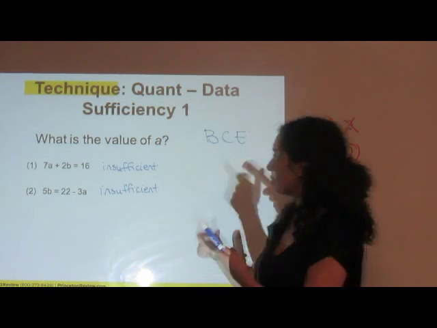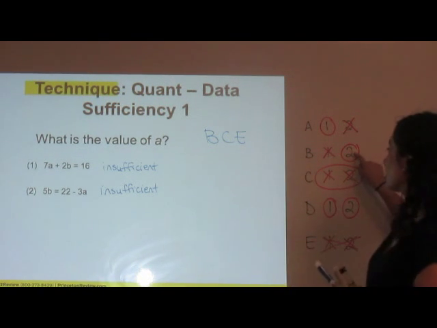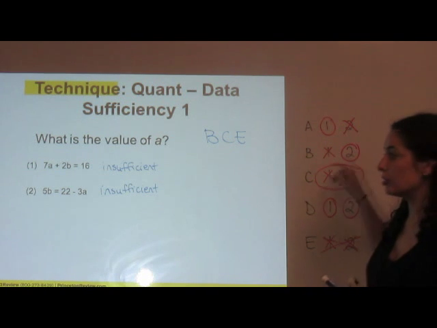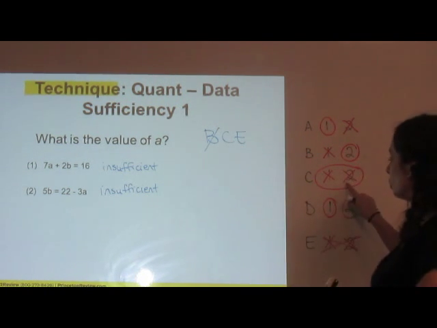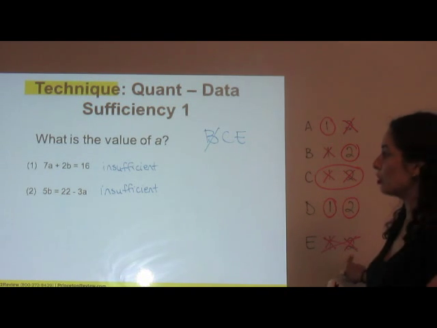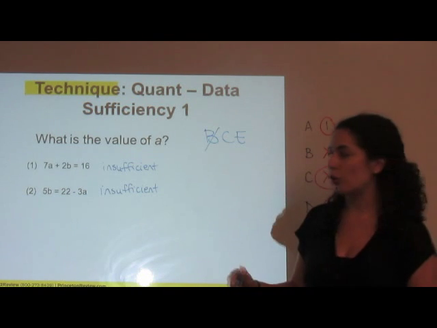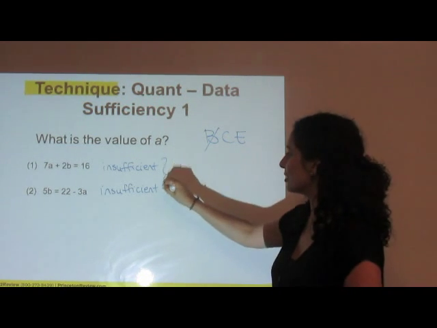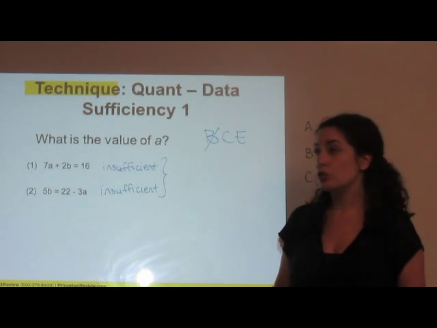So we were already down to either B, C, or E. If we look at those options, B doesn't work because in B, statement 2 is sufficient, and we've established that it's insufficient. So B's out. C could work, and E could work. The question now for us becomes, if I combine the equations, do I have enough information or not? So if I put these two equations together, well, now I have two equations and two variables. So that should be good.